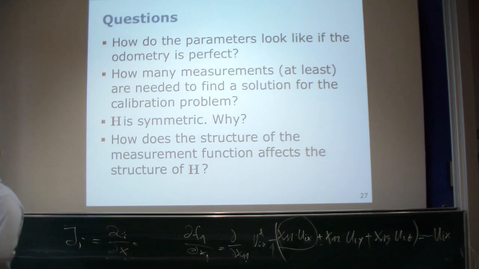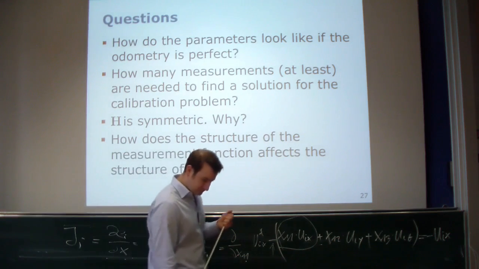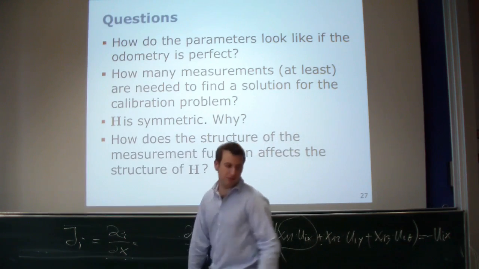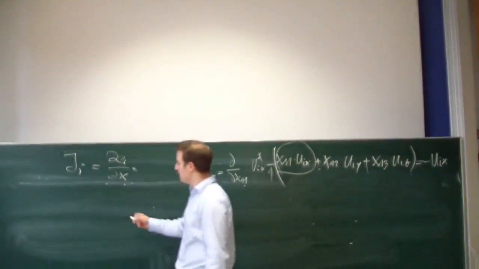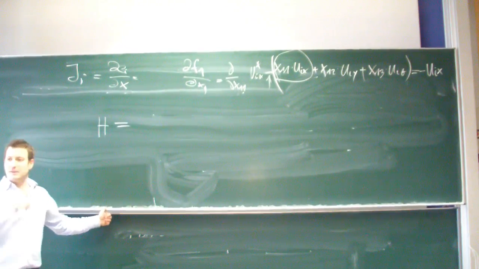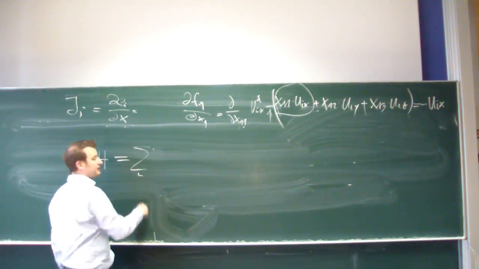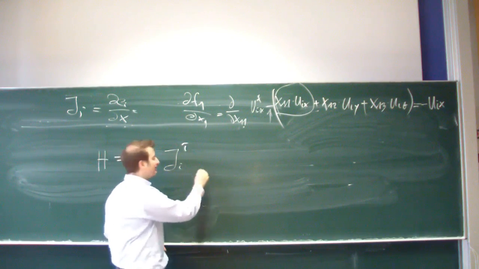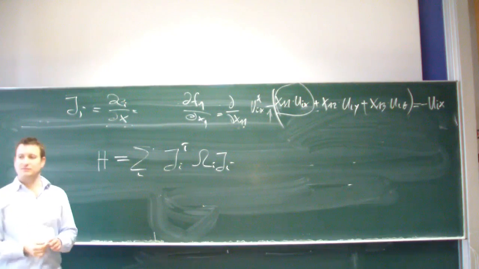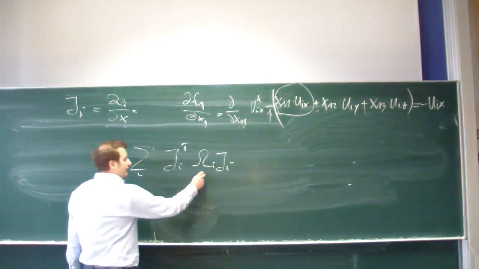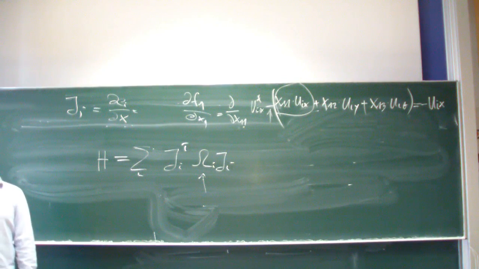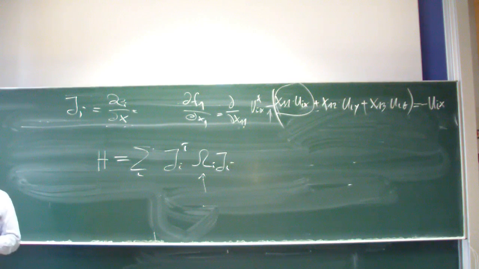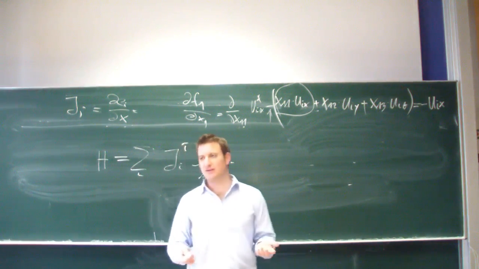H is symmetric, that's what I told you. H is symmetric in general for these kinds of problems. How was H defined? A sum over products of three matrices, J transpose times something times J. That was the definition of H. What about this matrix? Not necessarily symmetric in this example. But it's symmetric because information matrices are always symmetric.